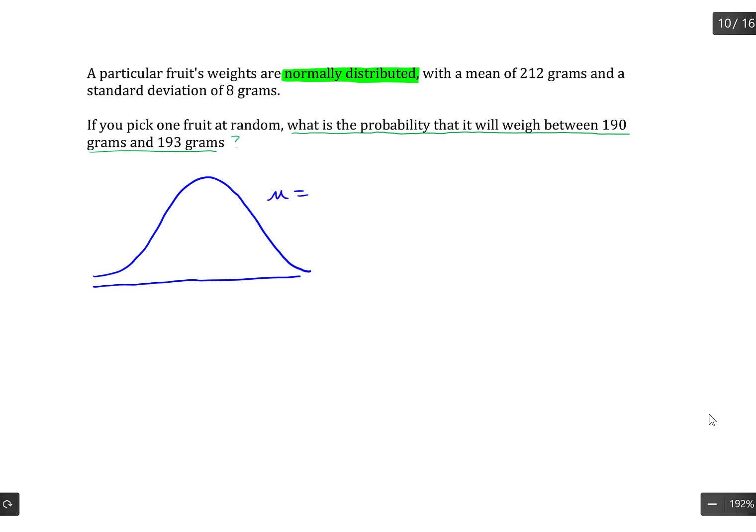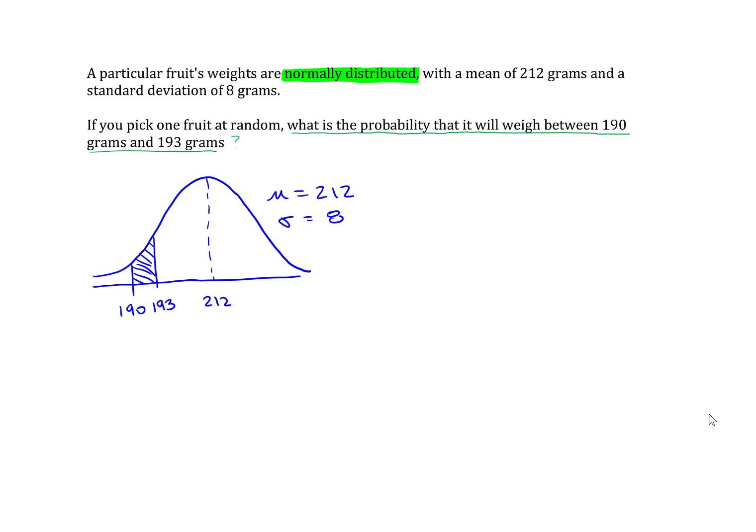So this distribution has a mean of 212 grams and a standard deviation of 8 grams. So the mean here being 212, that's going to be right in the center. Now we're looking for fruit that weighs between 190 and 193 grams. And if it's between, we'll just shade the area within that.